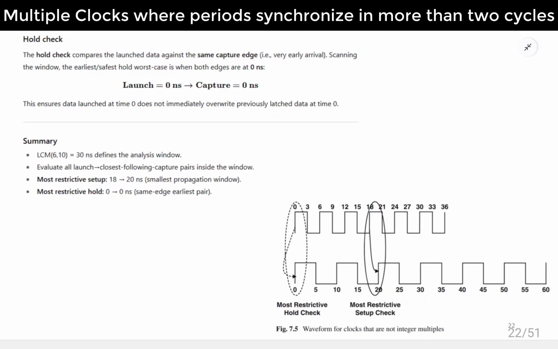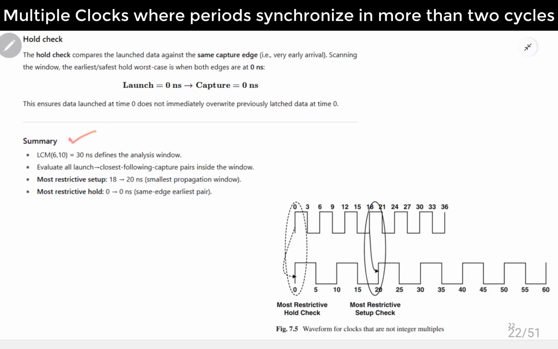Next, coming to the hold. The worst case is at 0 and 0. The hold check compares the launch data against the same capture edge, that is a very early arrival. Scanning the window, the earliest or safest hold worst case is when both edges are at 0 nanosecond. So simply go with launching at 0 and capturing at 0. This ensures that data launched at time 0 does not immediately overwrite previously launched data at time 0.